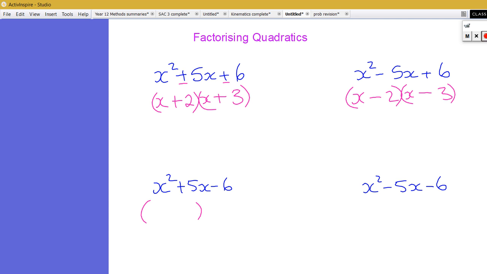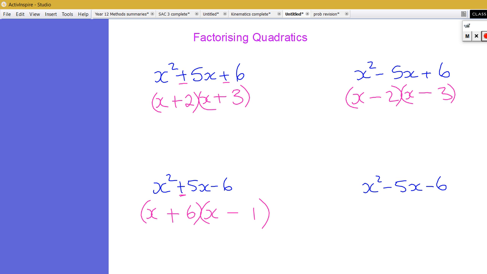When we look at this next example, it doesn't end in a plus, it ends in a minus. So those 2 numbers that multiply to be 6, the difference between them has to be the coefficient of x. So the 2 numbers we need this time are 6 and 1, because the difference between 6 and 1 is 5. Because this ends in a negative at the end, so it's minus 6, that tells us the signs will be different, and the plus here tells us that the bigger number will be a positive.